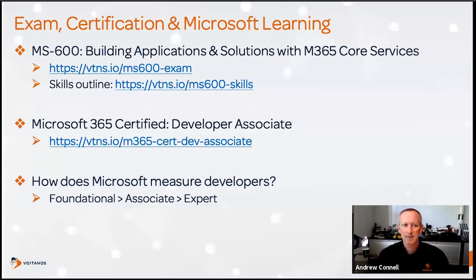Then there's an exam. The exam you have to take in order to get that certification, the way Microsoft figures out you're associate level at this, is called Building Applications and Solutions with Microsoft 365 Core Services. The code is MS-600. I've got a link to it there on the slide. This is going to cover all five of the workloads. Technically, you're supposed to be tested at the associate level for identity and Graph, and at the foundational level for SharePoint, Teams, and Office add-ins.